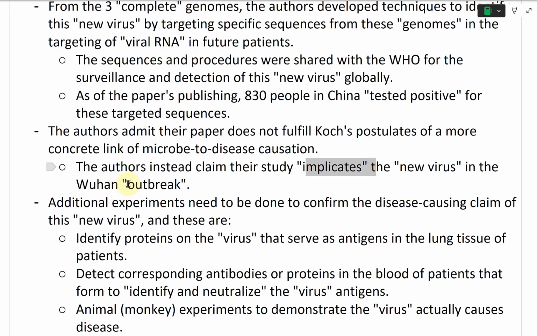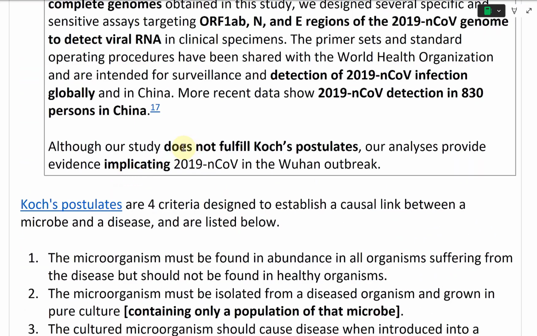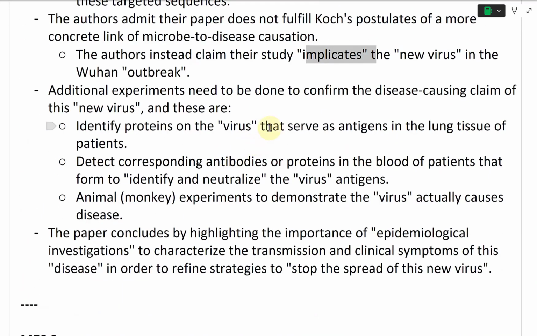All right, so if you scroll back up to see that part, there's the Koch's postulates. So, our study does not follow Koch's postulates. Our analysis instead provides evidence implicating 2019-nCoV. All right, so we have that implication.